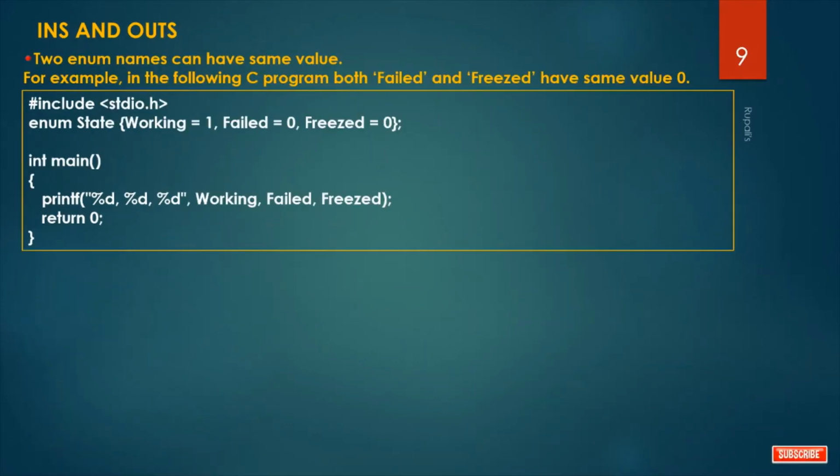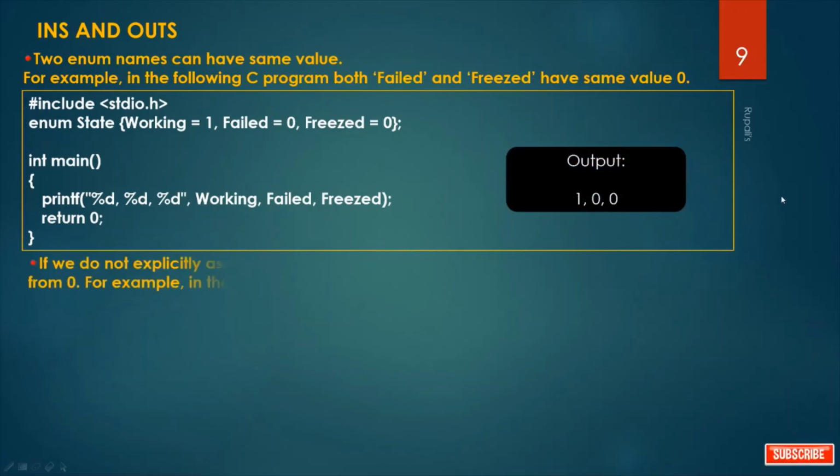So when I print the value of i, it will give the output 0 to 11. Now we discuss some ins and outs of enumerators. Number 1. Two enum names can have the same value. For example, in the following program, failed and freezed have the same value. See here, both have the value 0. So when I want to print working, failed and freezed values, it is 1 0 0. It is possible.